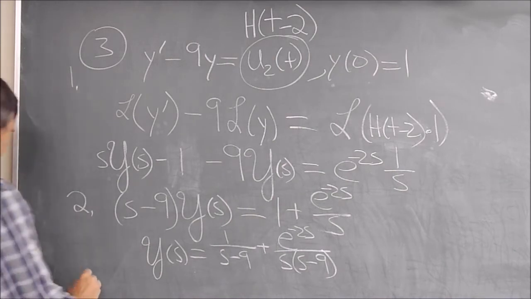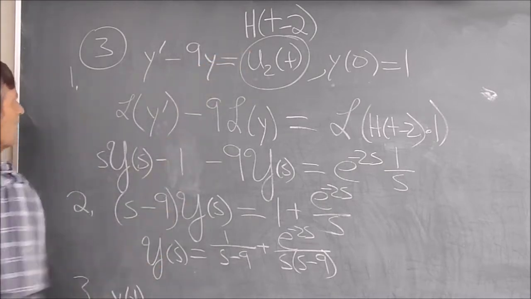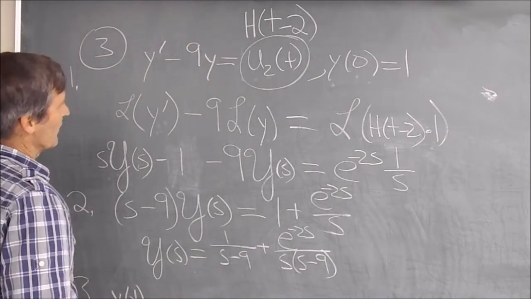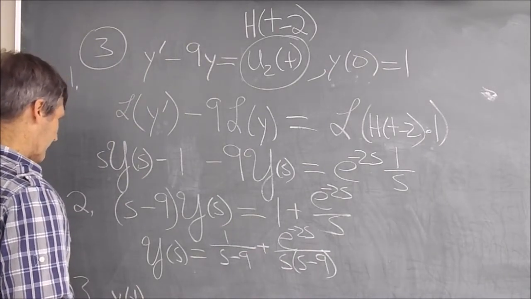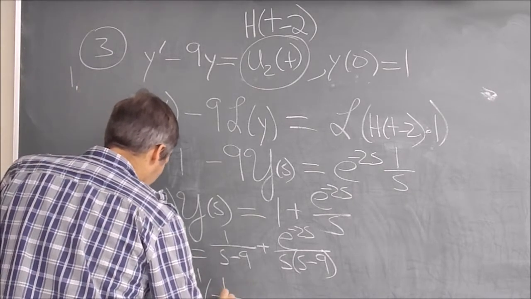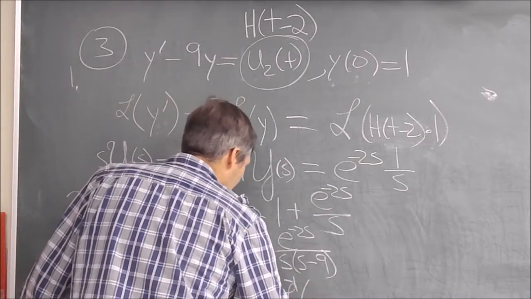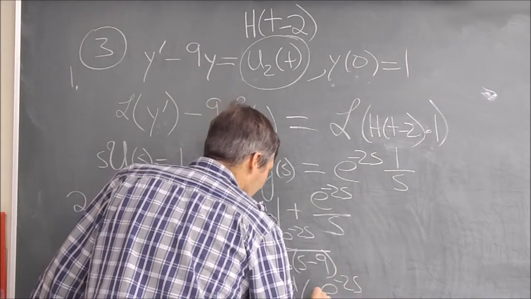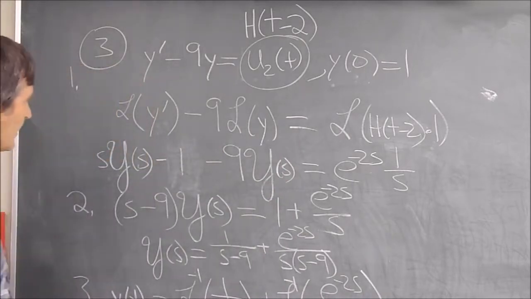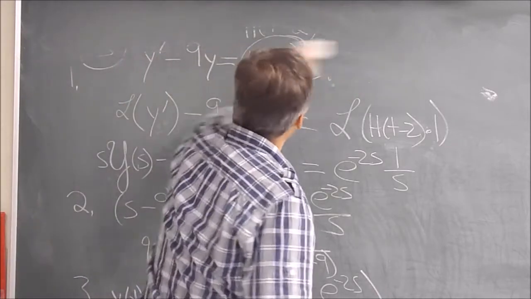That's step 2. Step 3, you take the inverse transform. Y of t, the solution of this initial value problem. Right, a differential equation with an initial value is an initial value problem. And y of t is the inverse transform then of 1 over s minus 9 plus the inverse transform of e to the minus 2s over s times s minus 9. So we just need to do that, and our solution to this differential equation pops out.